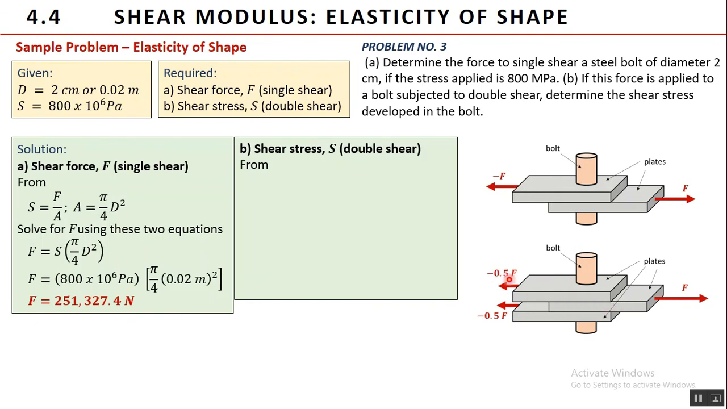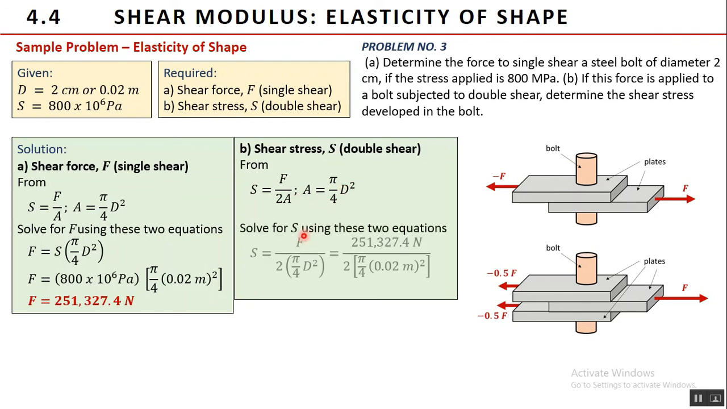the upper and lower plates are pulled in the opposite direction of the middle plate. From the double shear stress formula, force over twice the shear area, and the cross-sectional area is pi over 4 d squared. Then using these two equations, we solve for stress, so the bolt will experience a shear of 400 megapascals. Obviously, this value is half of the single shear since the affected or sheared area doubled.